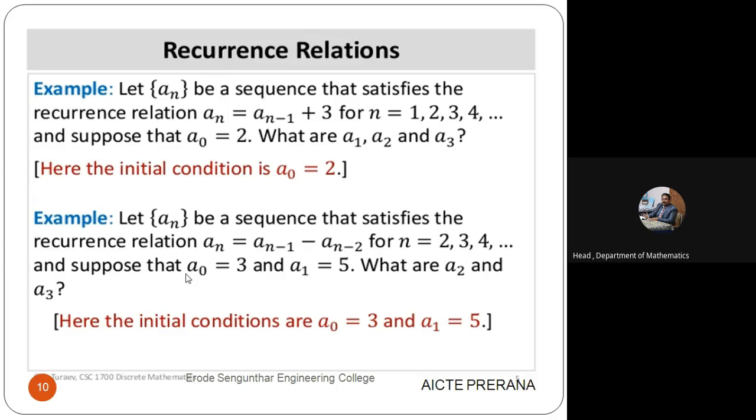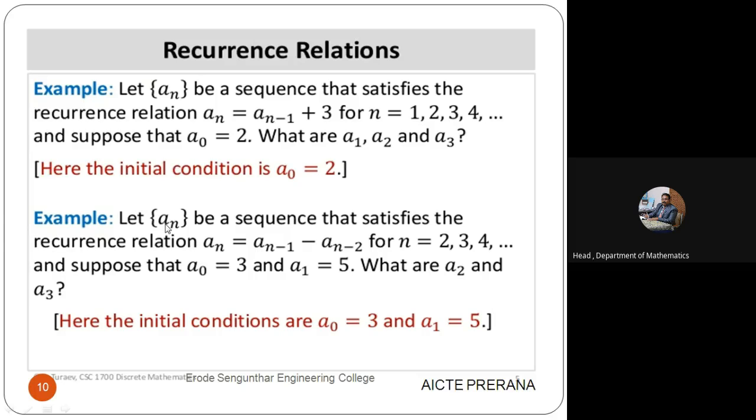Here given the recurrence relation an equal to an minus 1 plus 3 and also given the initial condition a0 equal to 2. We find the values of a1, a2 and a3. Here the values of n vary from 1 to infinity. Substitute n equal to 1, we have a1 equal to a0 plus 3. Already we know that a0 equal to 2. Therefore, a1 equal to 2 plus 3, that is a1 equal to 5. In the same way, we can calculate a2, a3, a4 etc.